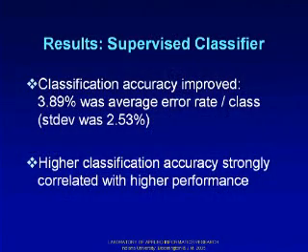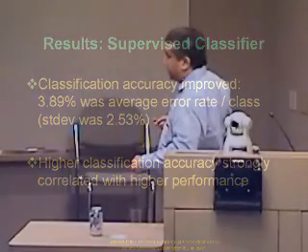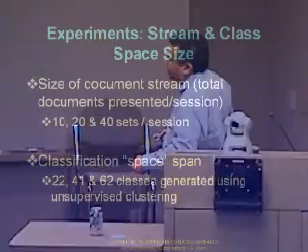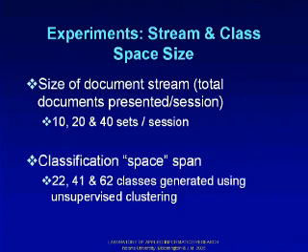First, we do a classification accuracy check. We find that with the supervised approach, the classification accuracy improves, the error rate drops, and the standard deviation drops quite a bit. With higher classification, again, we get higher correlation with better performance. This is neural net. This is MeSH. This is the golden standard, okay? Because the classification is done totally handcrafted. And this is automatically classified content. And look at the correlation. It's 0.98, significant correlation.